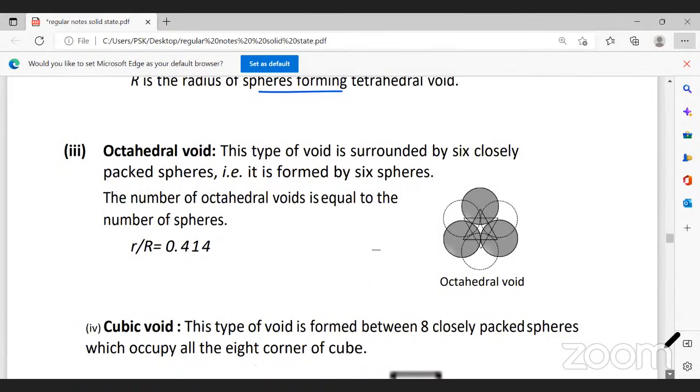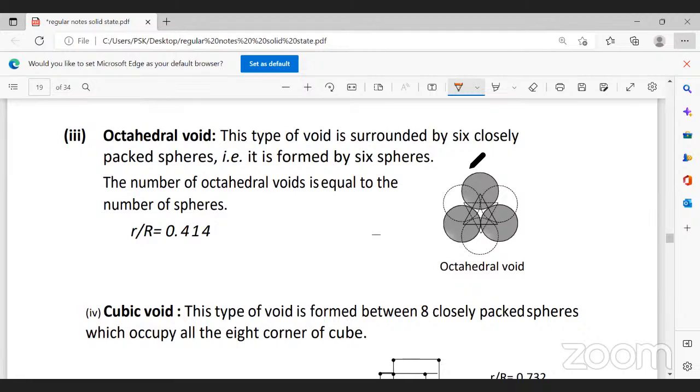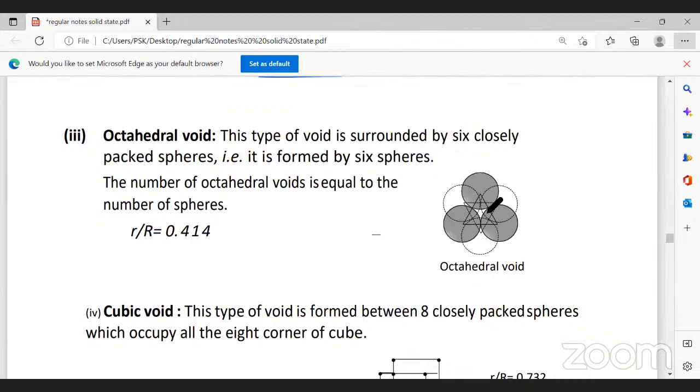Now, octahedral void. What is this octahedral void? This type of void is surrounded by six closely packed spheres. That is, it is formed by six spheres. You can see the bottom layer is shaded in gray, and the above layer is in broken lines. You can see three. Totally, there are six spheres. The space between these six spheres is octahedral. When we have six spheres, it forms an octahedral structure. So the space in this is called an octahedral void.